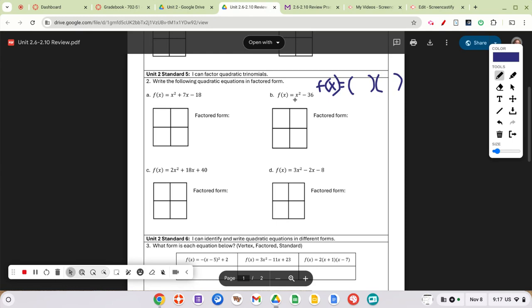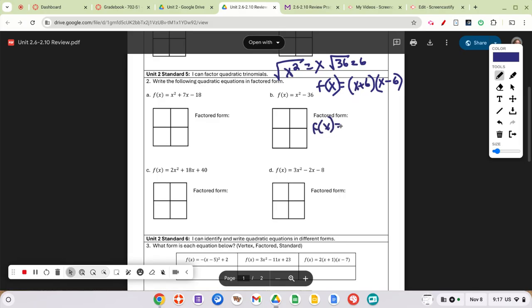Okay, so you take the x squared and you square root it. Square root of x squared is x. Okay, it's actually plus or minus x, but we're going to go x and put x in both of those. You take the 36 and you square root that. 36 square root is equal to 6. Okay, and you put a plus here and a minus there, and that's all you have to do. That's the whole thing. That's factored form.